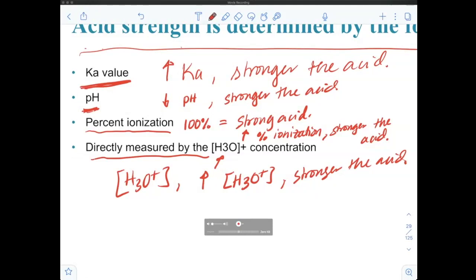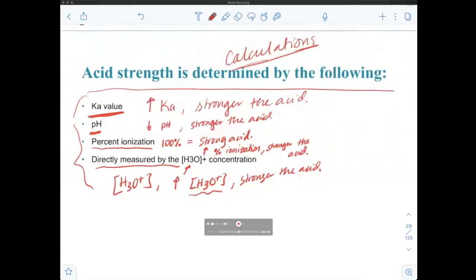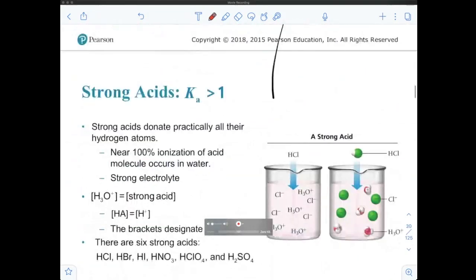So all the math we're going to be doing from here on is going to center around one of these. We're trying to judge the acid by the Ka value. We're trying to judge the acid by the pH value. We're trying to judge the acid by the percent ionization, or we're trying to judge the acid by the concentration of H3O plus. Okay? Judge, judge, judge. That's what we're doing in chemistry, right? So we know how to pick the right acid for the job.